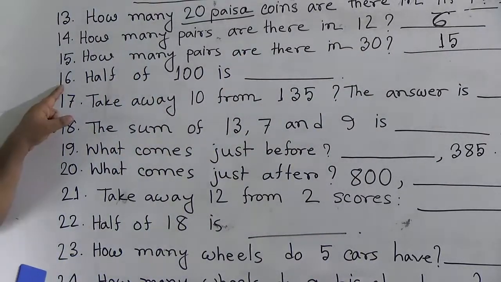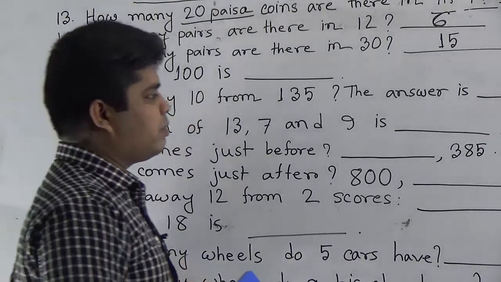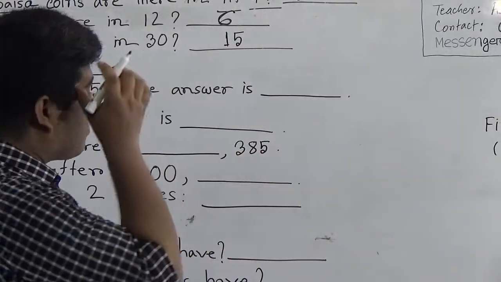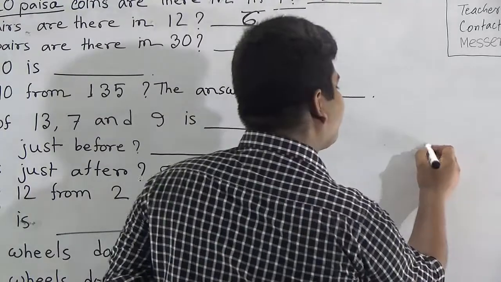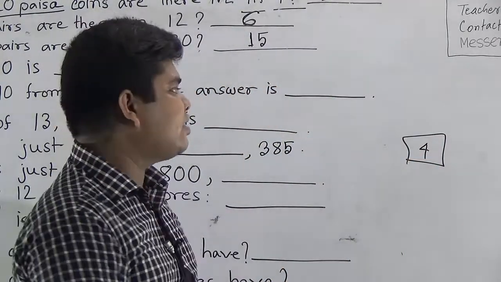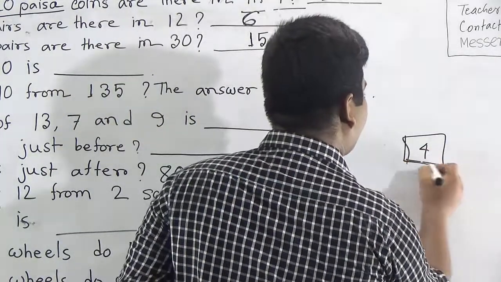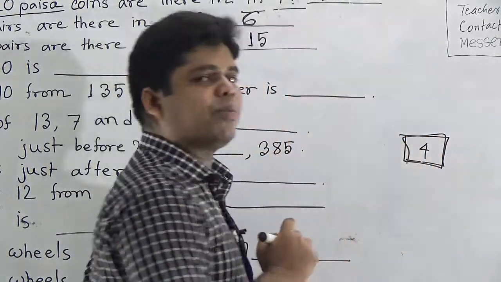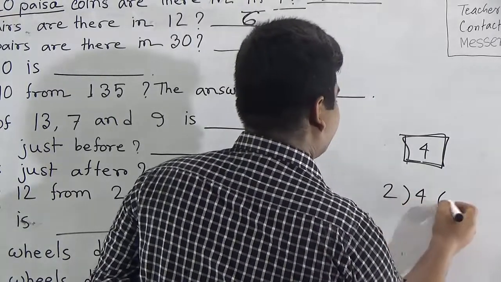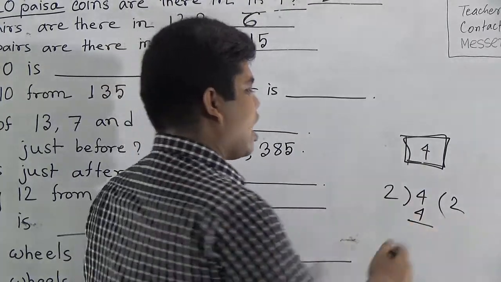Okay. Our next question is half of 100 is what? Before starting to solve this math, I give you a small example. If I say to you that half of 4 equals what? Then you can easily answer that the answer is 2. How can you find 2? My dear students, we know that half of 4, that means we divide this 4 by 2 and we get the answer. 2 2s are 4. So half of 4 is 2.